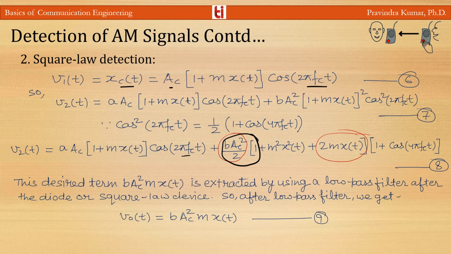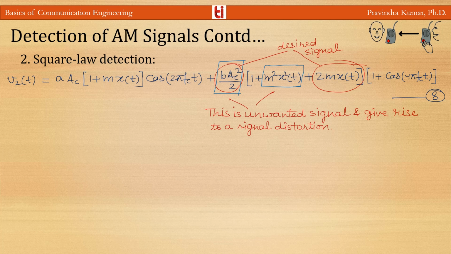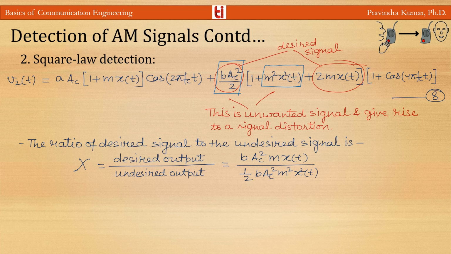And from this equation 8, you have the unwanted signal. This is the unwanted signal, b A_c²/2 m² x²(t). So this is the desired signal and this is the unwanted signal, and it gives rise to signal distortion. The ratio of desired signal to the undesired signal will be b A_c² m x(t) by 1/2 b A_c² m² x²(t), or you can say the ratio will be 2 by m x(t). We should maximize this ratio in order to minimize the distortion.